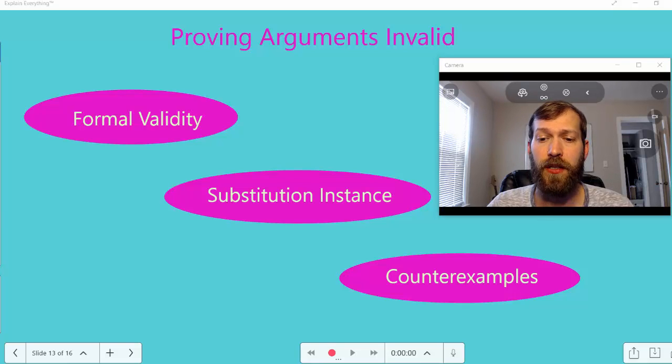So we're going to turn our attention to what a counterexample is here shortly. But before doing so, we're going to have to cover the concepts of formal validity and the concept of substitution instance. And with those under our belts, then we'll be in a better position to understand counterexamples and to understand why it is that counterexamples demonstrate that an argument is invalid. So we turn our attention to that now.